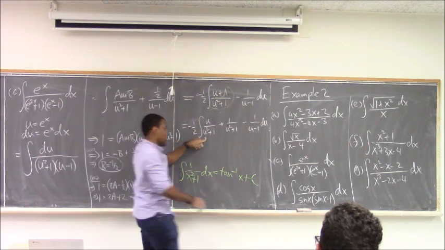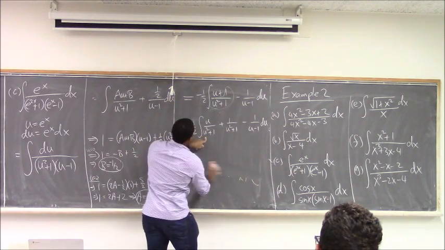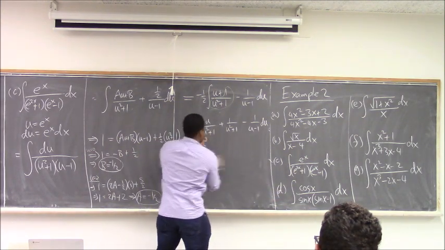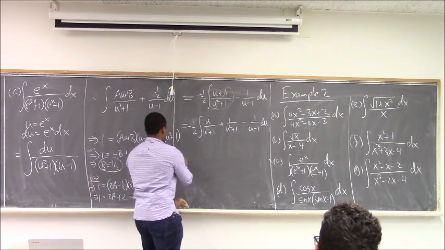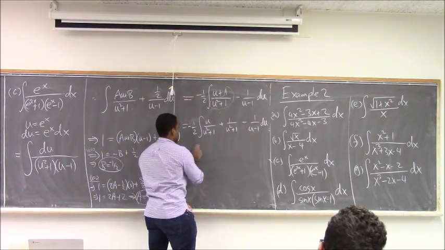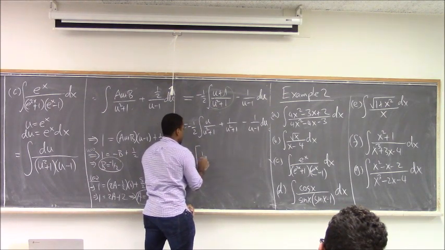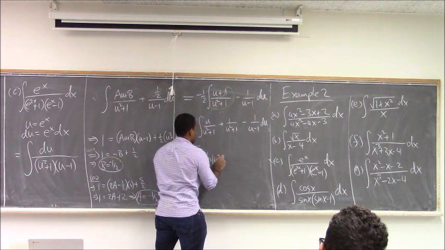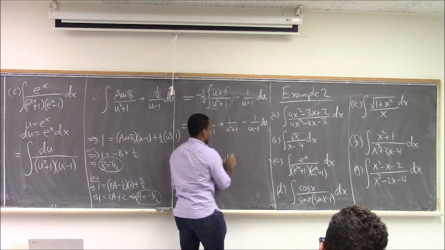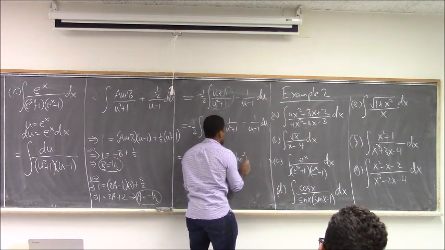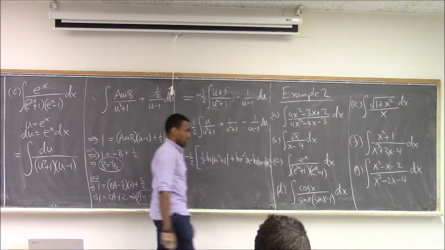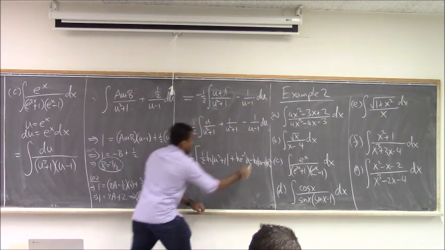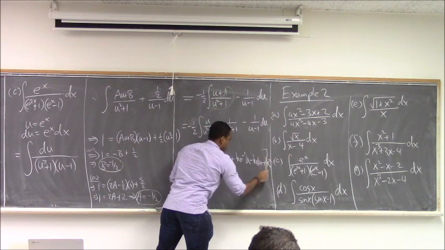And the other guy, how would I do that? That's a substitution, right? t equals u squared plus 1, my dt is gonna be 2u du. So that ultimately is going to be 1/2 ln of u squared plus 1. This guy is going to give me my arctangent. This guy is going to give me an ln. It's minus 1/2 times all of that.